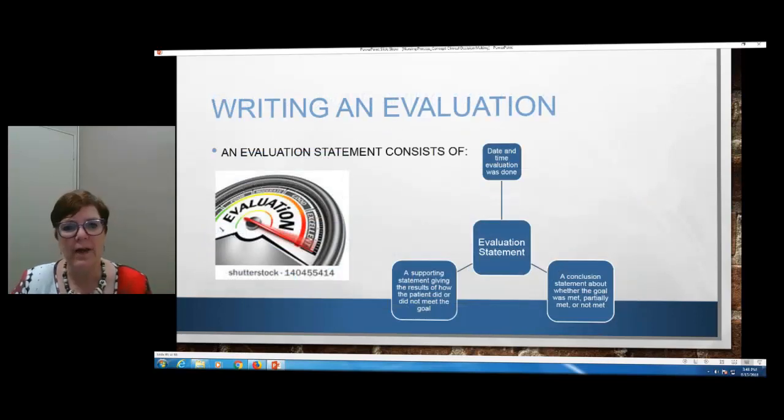So to write an evaluation statement, it's going to consist of the date and time the evaluation was done. You're going to have a supporting statement giving the results of how the patient did or did not meet the goal, and a conclusion statement about whether the goal was met, partially met, or not met. And there are examples of those statements in your textbook. The chapter on the nursing process in your textbook is excellent. All of the boxes, all of the examples are just very good.